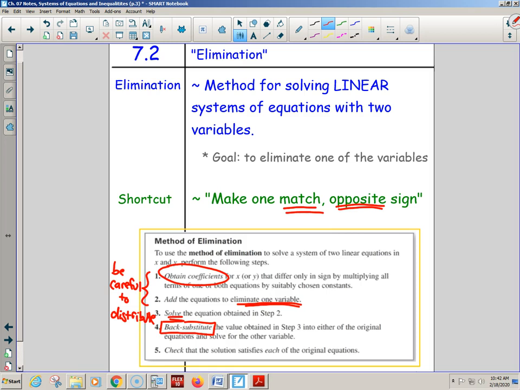You kind of have options. With substitution, you had an obvious place to put it. The y equals or the x equals is where you would go back. Elimination, you just got to pick one. That's why it says into either. Some people think there's like a magical one. Not really.